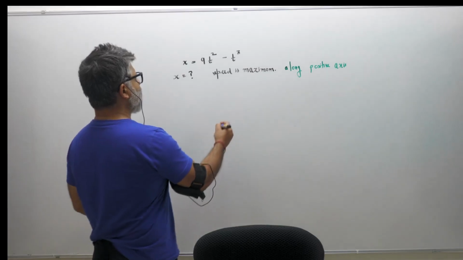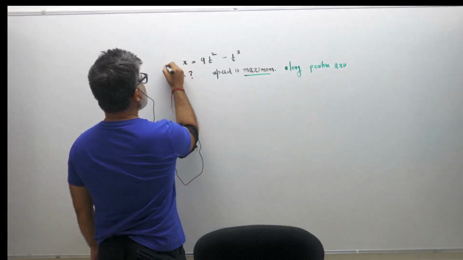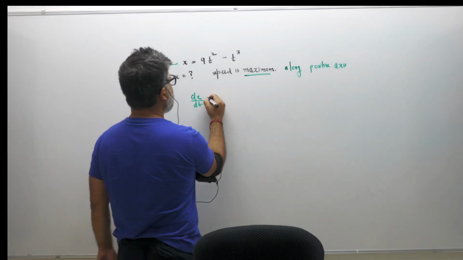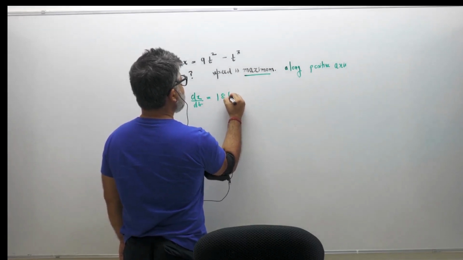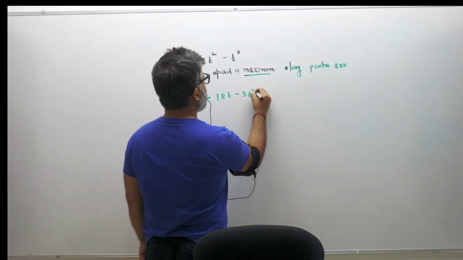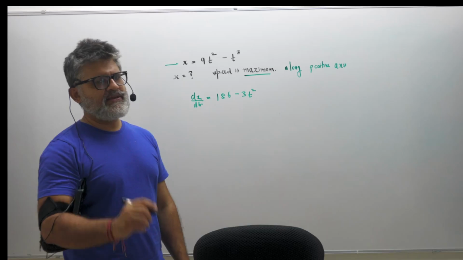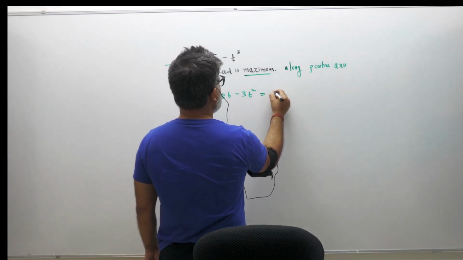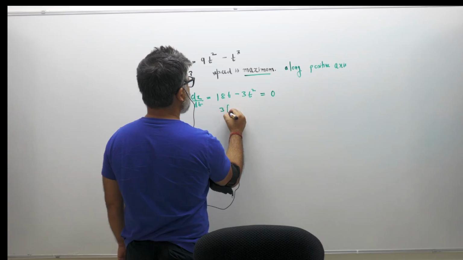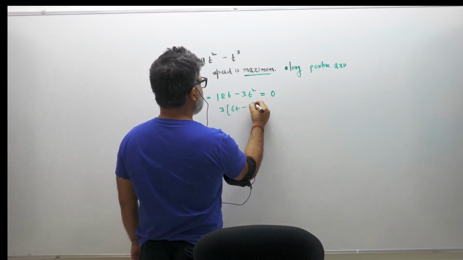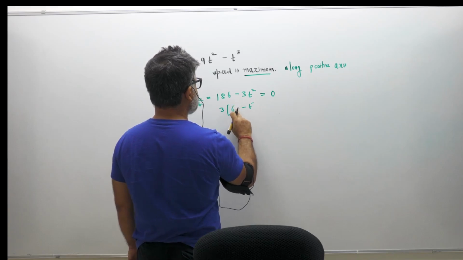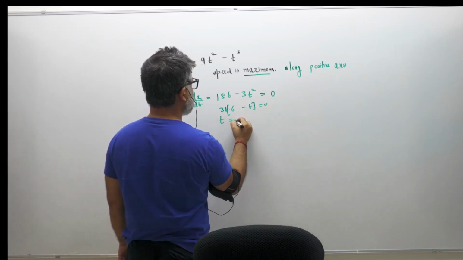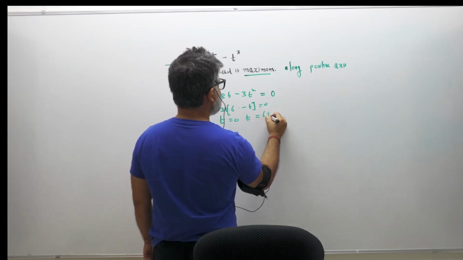So we have to maximize speed, right? If this is the equation, the speed, or more precisely the instantaneous speed, is dx by dt, which is given by 18t minus 3t square. So you should know how to take a derivative for this question. Now we have to maximize this. Let's put it equal to 0 and take 3 common: 3t into (6 minus t) is equal to 0. So t is equal to 0 and t is equal to 6 seconds.